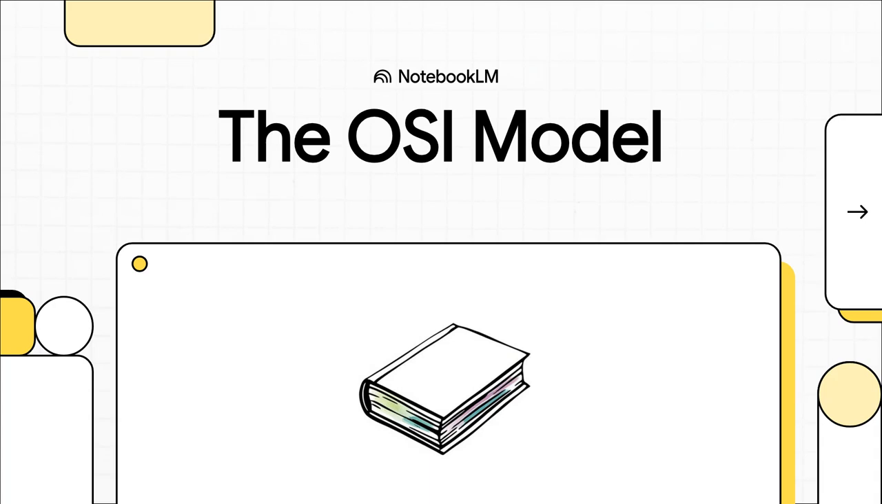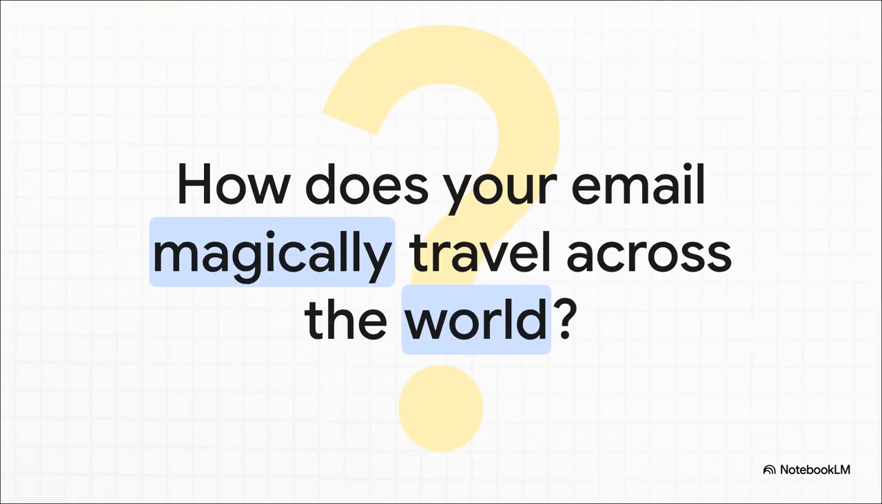Today, we're going to pull back the curtain on the invisible magic that runs, well, pretty much everything. We're talking about the Internet's official rulebook, the OSI model. It's like the secret language that lets every computer on the planet talk to each other. I mean, really think about that for a second.